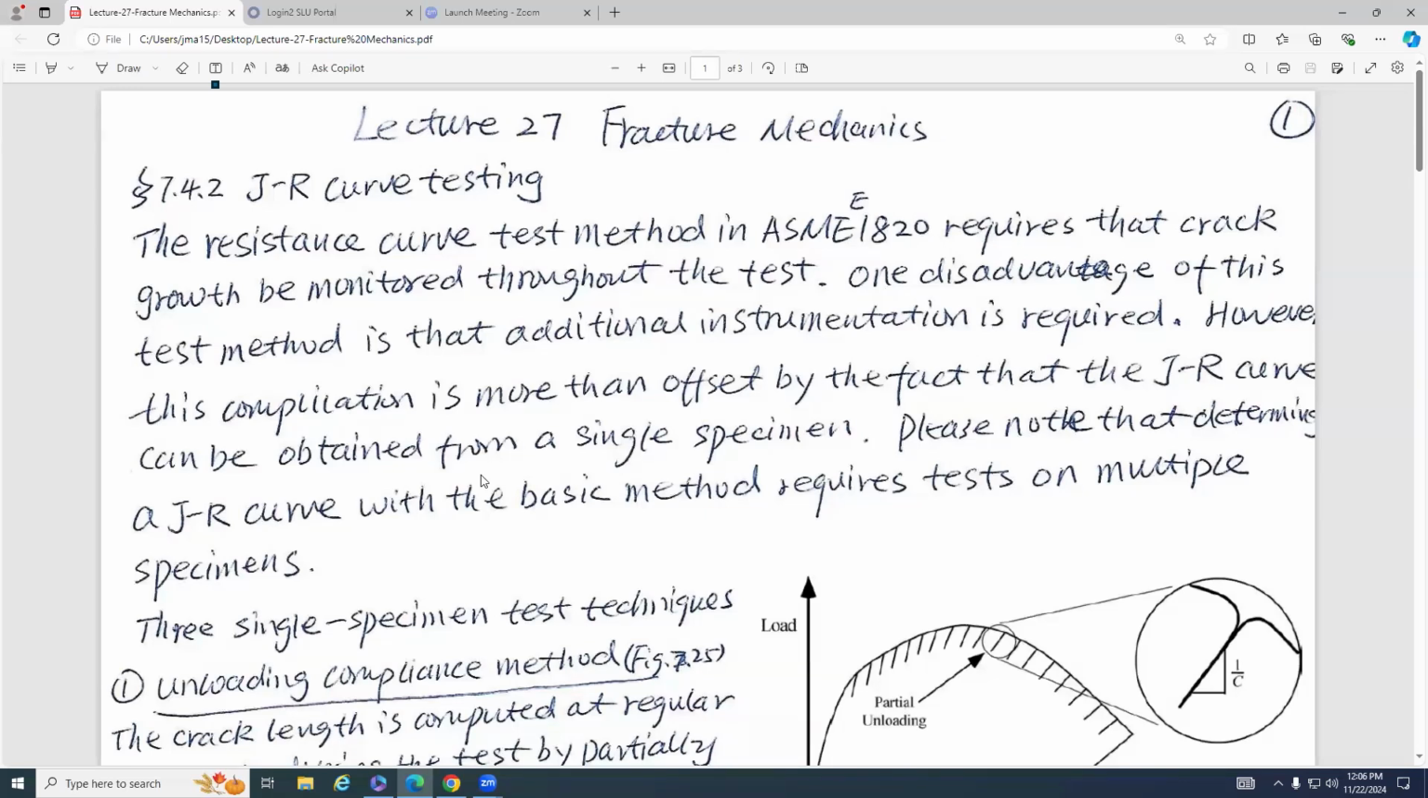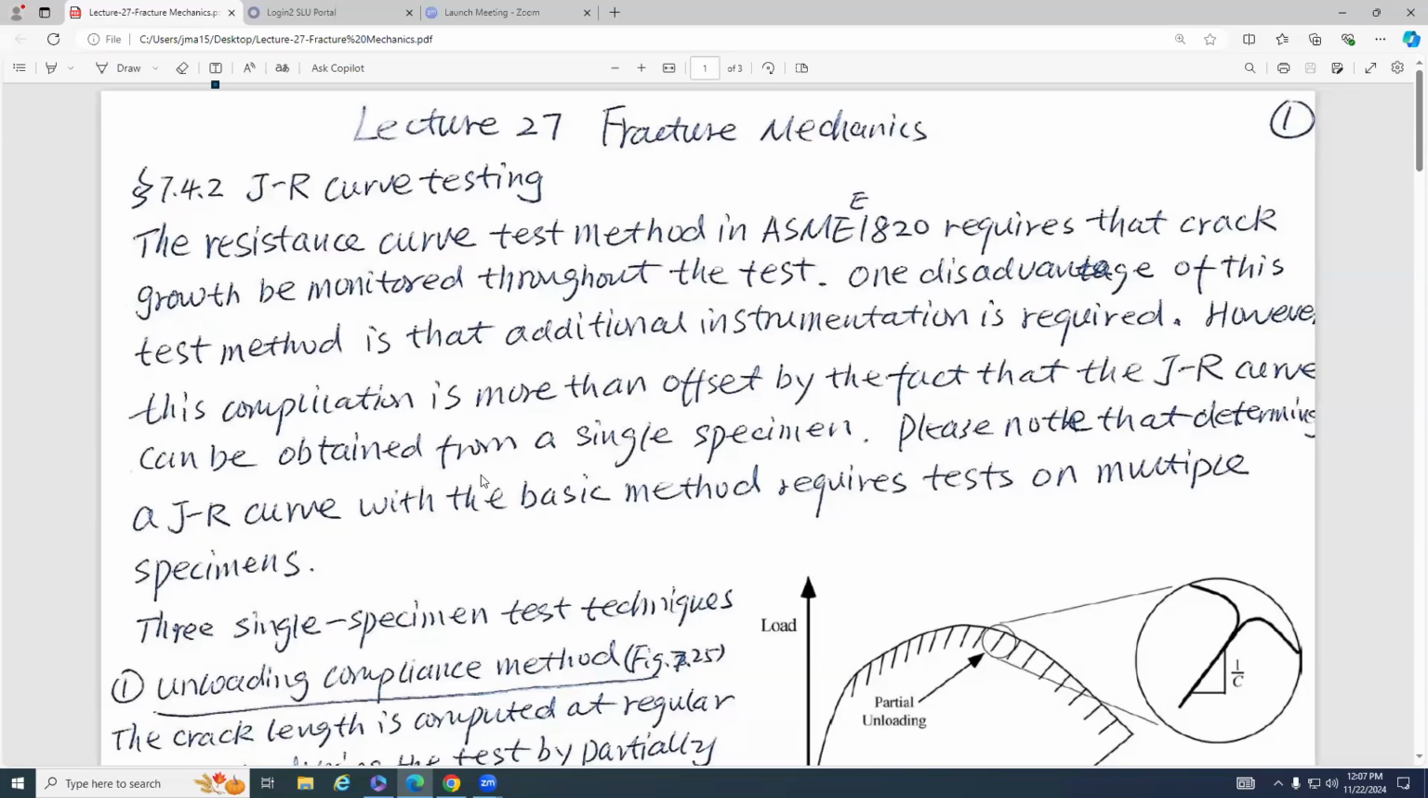Because we have additional equipment, we can use these devices to continuously check the crack length. That means we can use a single specimen. For a single specimen, we apply load continuously, and as time goes on, we can measure the crack growth continuously. A single specimen can save us a lot of money also.